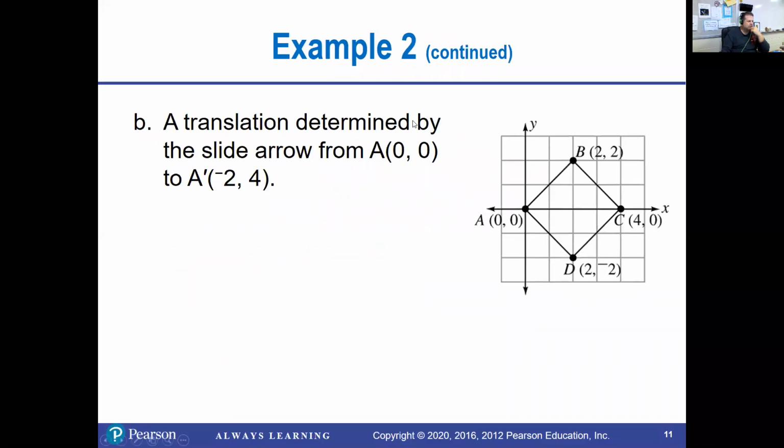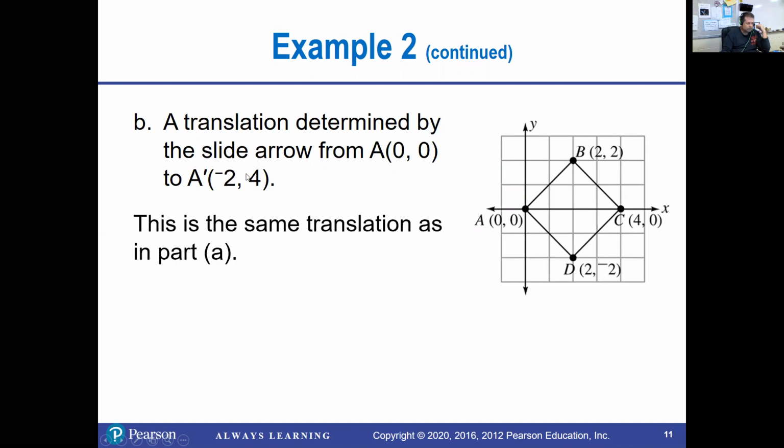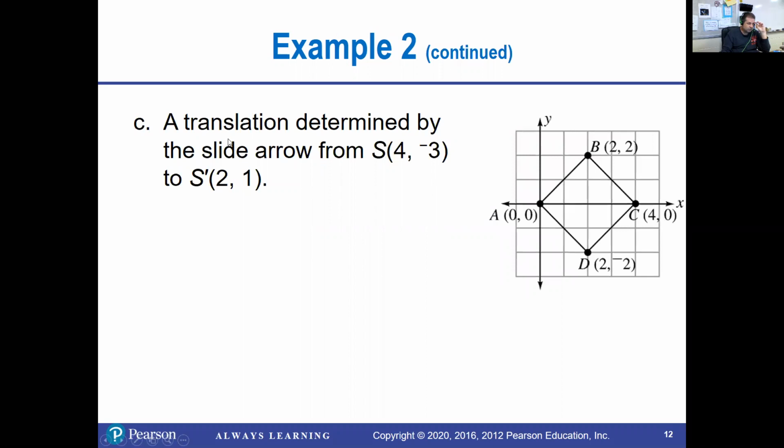All right, a translation determined by the slide arrow from A, which is 0, 0, to A prime at negative 2, 4. Okay, well, that would be the same as what we just dealt with. Okay, I'd subtract 2, add 4. So if I take this one, I want to go from 4, negative 3 to 2, 1.